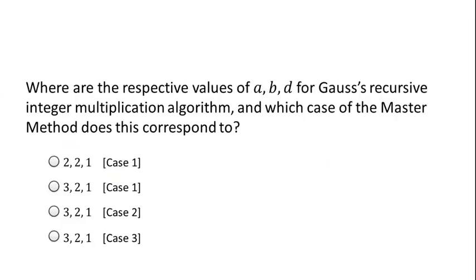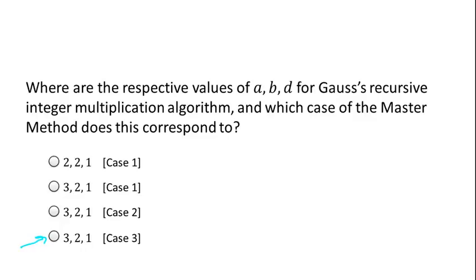So the correct answer to this quiz is the 4th option. It's not hard to see what the relevant values of a, b, and d are. Remember, the whole point of Gauss's trick is to reduce the number of recursive calls from 4 down to 3, so the value of a is going to be 3. As usual, we're recursing on a problem size which is half of that of the original, in this case n over 2-digit numbers, so b remains 2, and just like in the more naive recursive algorithm, we only do linear work outside of the recursive calls. All that's needed is to do some additions and paddings by 0. So that puts us parameter values a, b, and d.